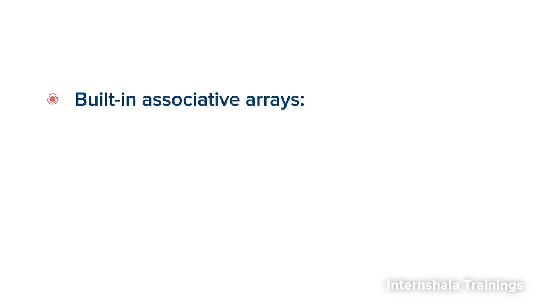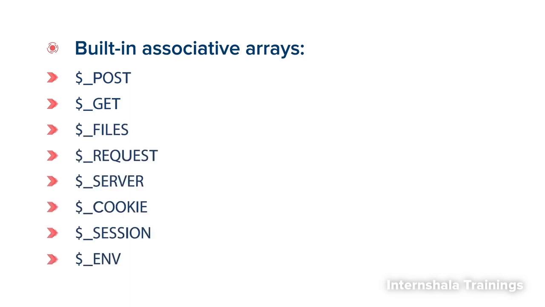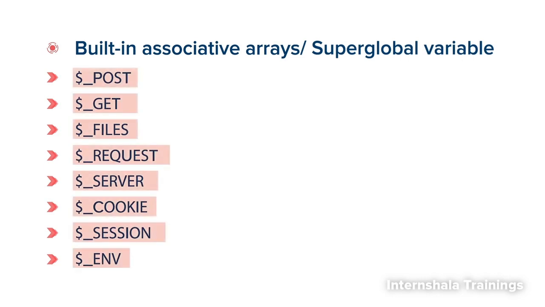A few moments back in the video, we discussed why the built-in associative array is written in all capital letters and it is a naming convention. We will follow this naming convention for all the built-in associative arrays like $_POST, $_GET, $_FILES and many more. These built-in associative arrays are called superglobal variables. This means these are all superglobal variables and we need to use capital letters to name them.